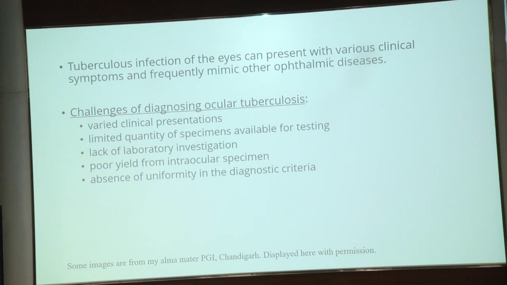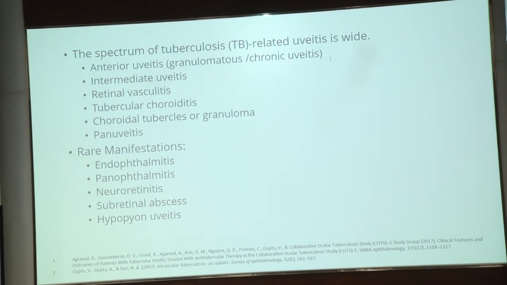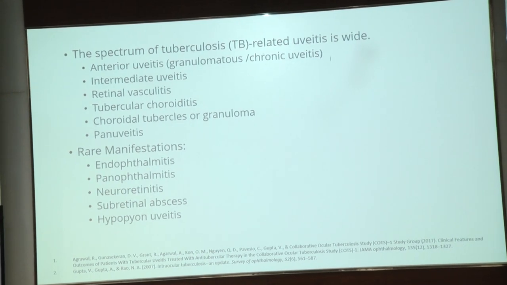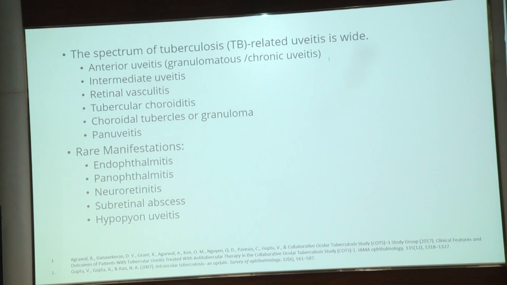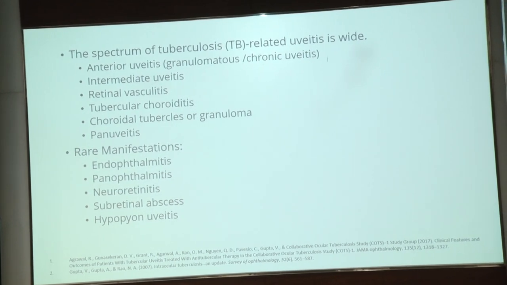And there is an absence of uniformity in the diagnostic criteria for tubercular uveitis. It can involve any part of the eye, right from the anterior chamber to the posterior segment, in the form of anterior uveitis, intermediate uveitis, retinal vasculitis, and involvement of the choroid in the form of choroiditis or granulomas. And in rare manifestations it may involve endophthalmitis, panophthalmitis, hypopyon uveitis, or subretinal abscess.